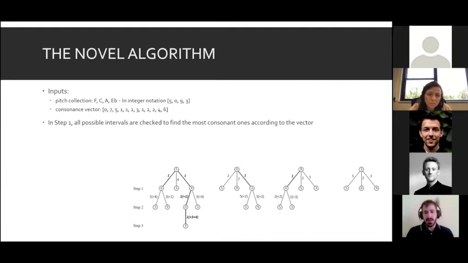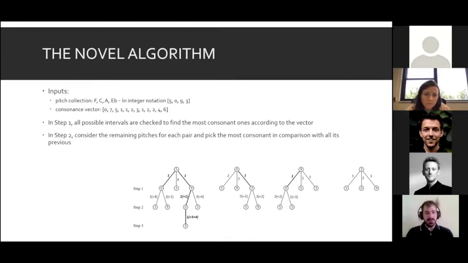In step 1, in this figure, each pitch is depicted as a node, and from there a tree is constructed. The bold lines are the ones with the smallest weight. Afterwards, for the most consonant ones, it considers all remaining pitches and picks the one that is the most consonant compared to all its previous.